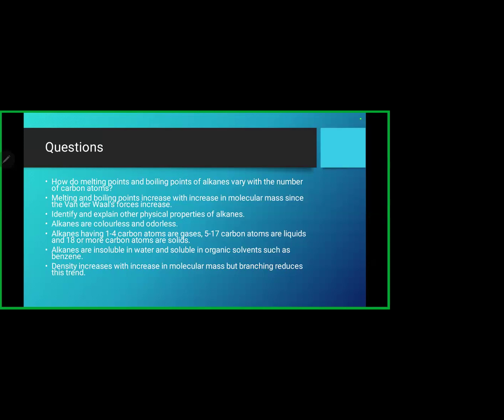And then, of course, we also have to understand that alkanes are insoluble in water and soluble in organic solvents such as benzene. Remember, these organic solvents can dissolve fellow organic solvents. So alkanes do not dissolve in water because water is an inorganic solvent, yet they dissolve in organic solvents such as benzene. I don't really want to go into the details of benzene. For those of us who do chemistry at A level, you will get more explanation on what benzene is.